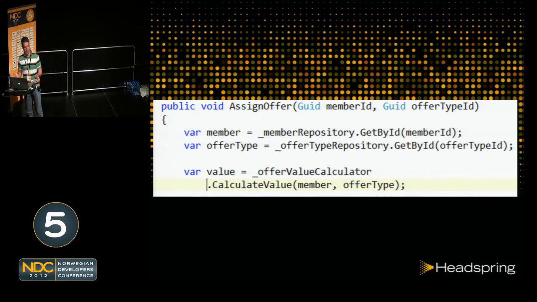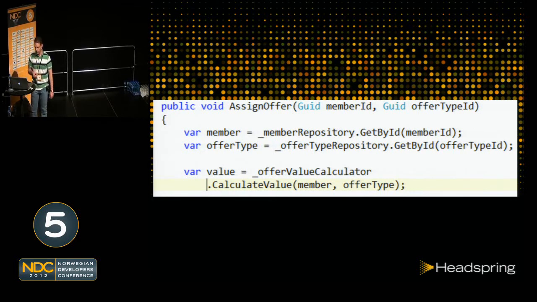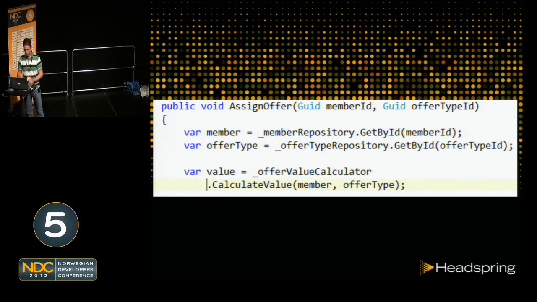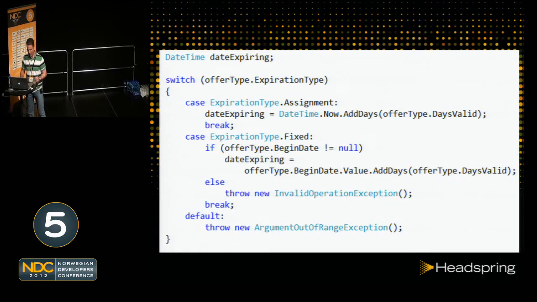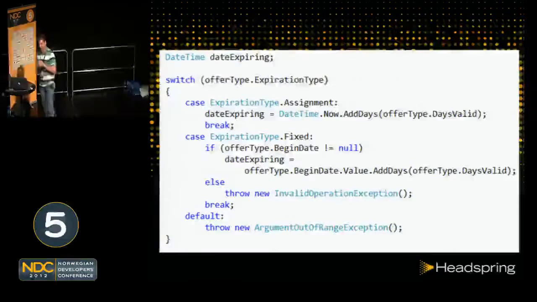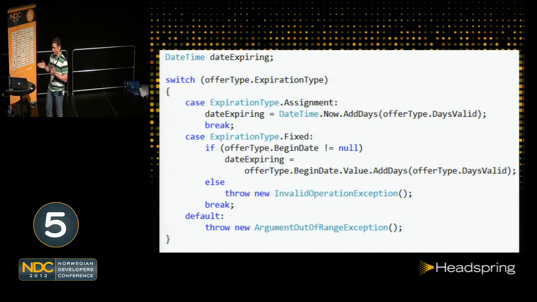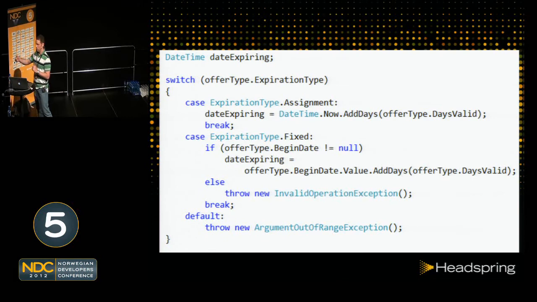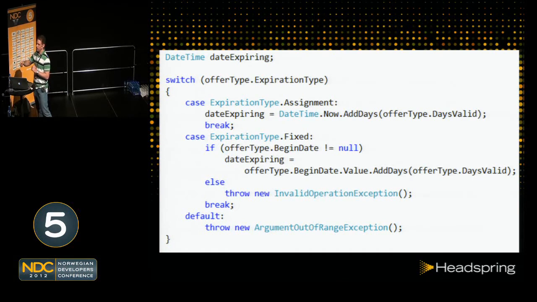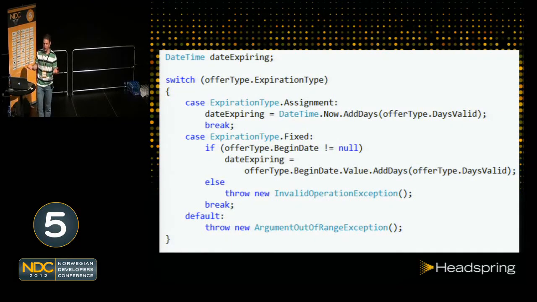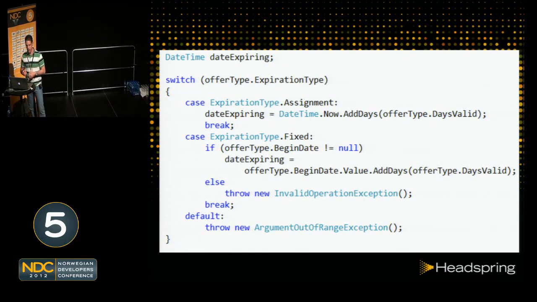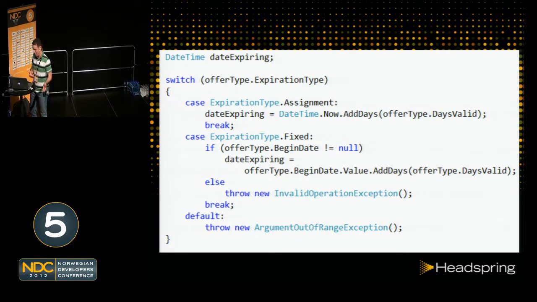I don't know what it does. Maybe it calls some WCF service. Who knows? Then you have to calculate the expiration date. Originally, there were only date-based expirations, where they just had a begin date and end date, and that was that. But this time I have two kinds: an assignment-based one and a fixed-date one.